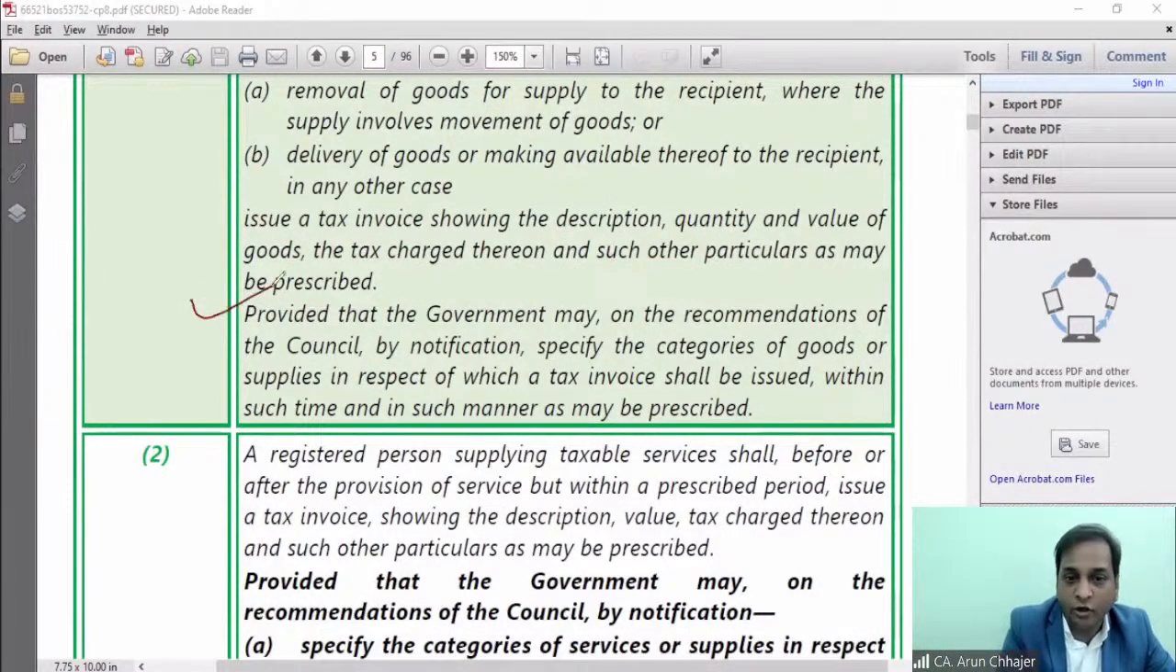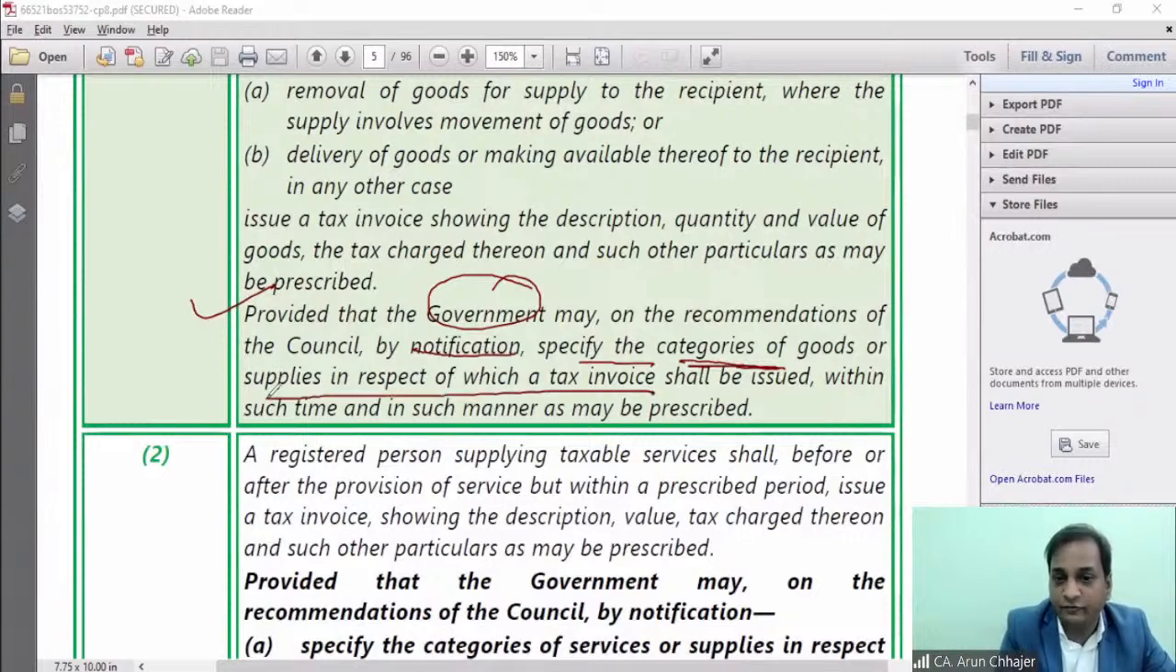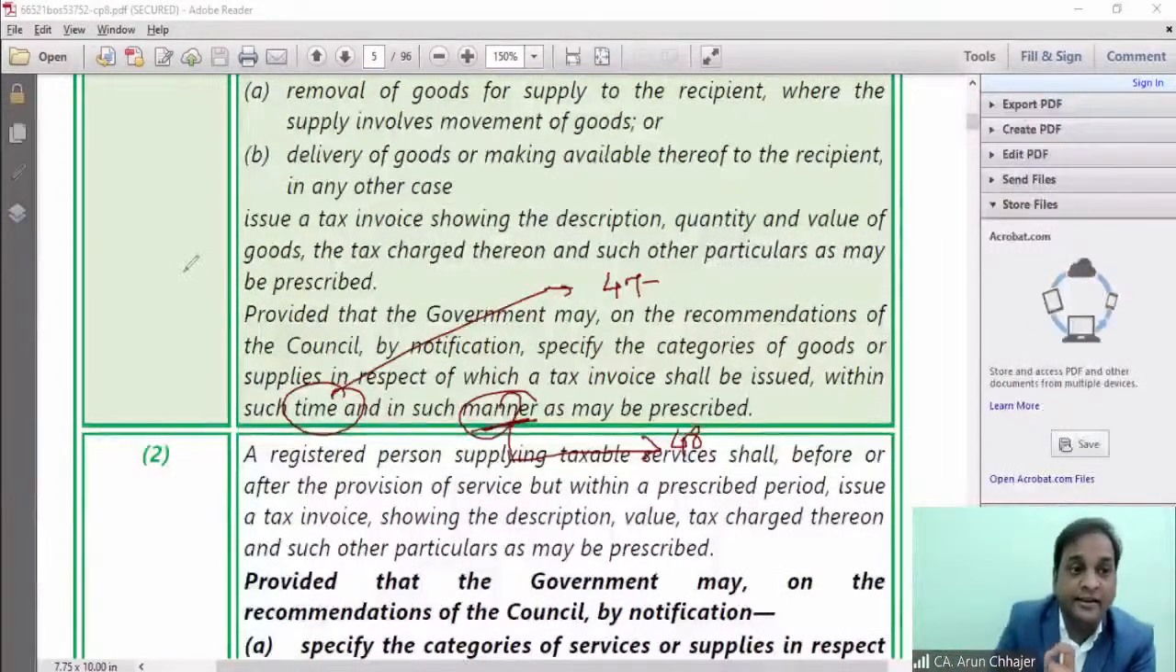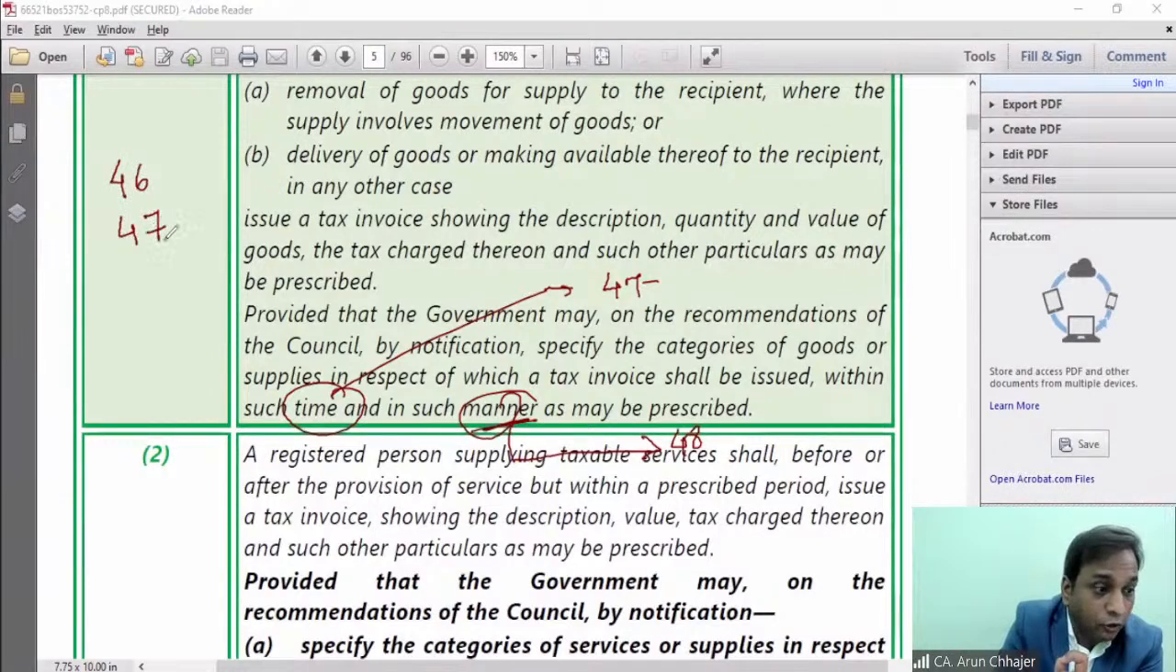Further, provided the government has the power by notification to specify the category of the goods in which tax invoice shall be issued within such time and such manner as may be prescribed. So we will go and see the time limit in rule 47 and the manner which is given in rule 48. So from this subsection 1, we have been clarified that we need to refer to rule 46, rule 47, and rule 48.